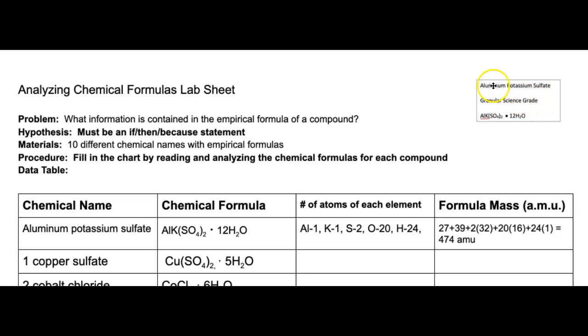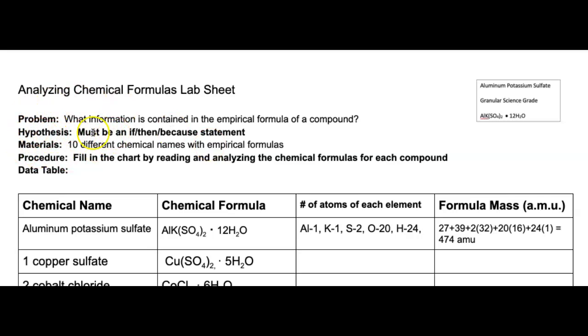In here, it's got the name, the chemical formula, and from there I determine the number of atoms and the total formula mass. To get the formula mass, you take the number of atoms and multiply it by the atomic mass for that atom. Remember, we're going to use whole numbers instead of the decimal part, rounding up or down following the rules of math.